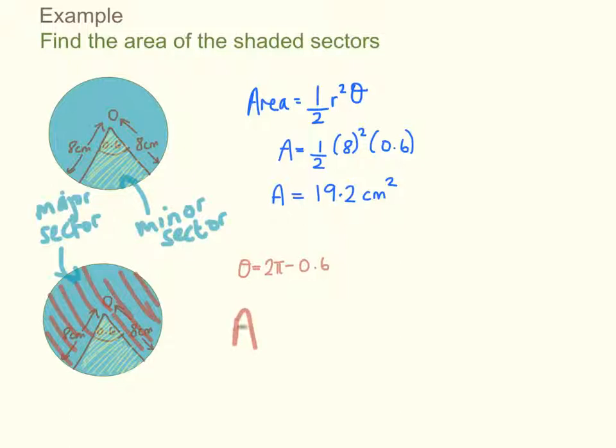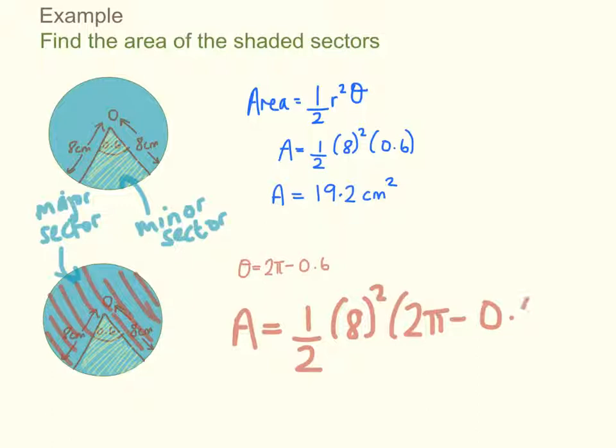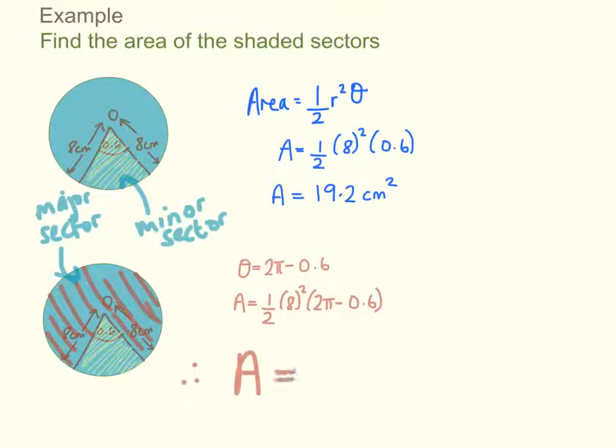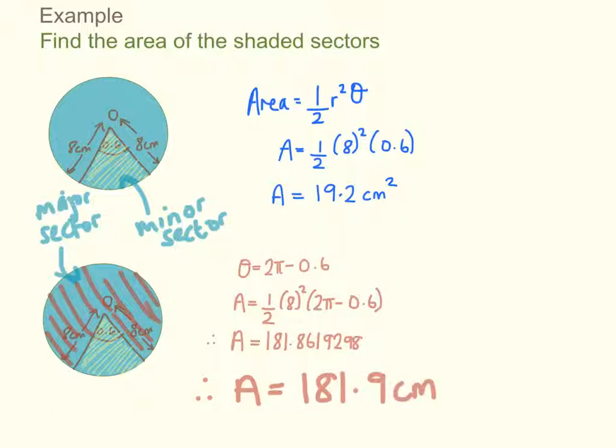Now let's not bother working that out, because that's just going to give us a long decimal number. To be more efficient, just put 2 pi minus 0.6 into our formula. So our formula for the area would be a half times 8 squared times (2 pi minus 0.6), and I just type all that into the calculator. The answer we're going to get is 181.86102 and so on. Then obviously you'd round that to whatever degree of accuracy the question's asking for. In this case, we round it to 181.9 centimetres squared, to 1 decimal place.